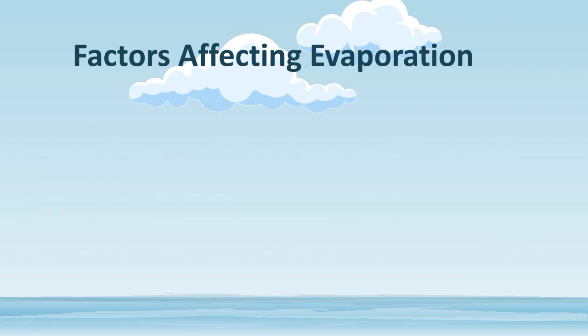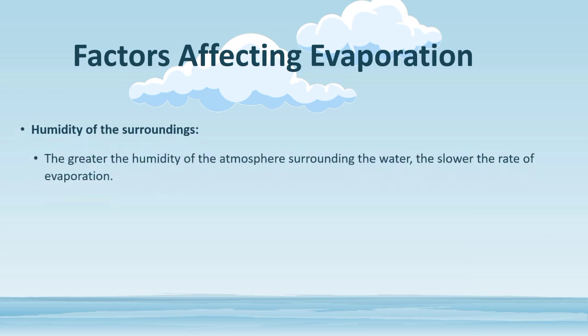The third factor is the humidity of the surroundings. The greater the humidity of the atmosphere surrounding the water, the slower the rate of evaporation. There is a limit to how much water vapor the atmosphere can hold. This limit is proportional to the temperature, which implies that hot air can hold more water vapor than cold air. An increase in temperature with constant humidity will contribute to an increase in the rate of evaporation since hot air can hold a greater amount of water vapor.